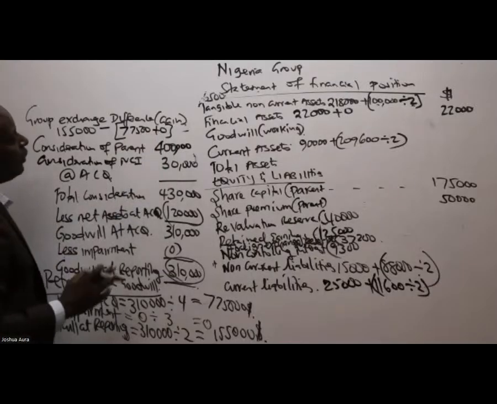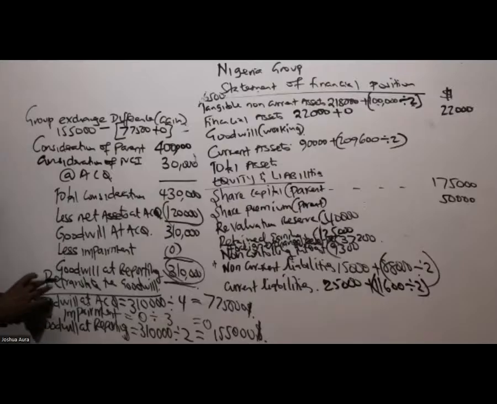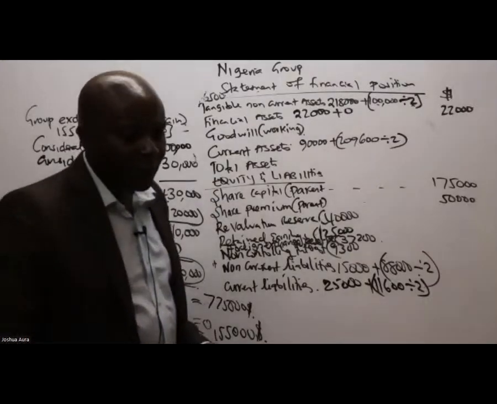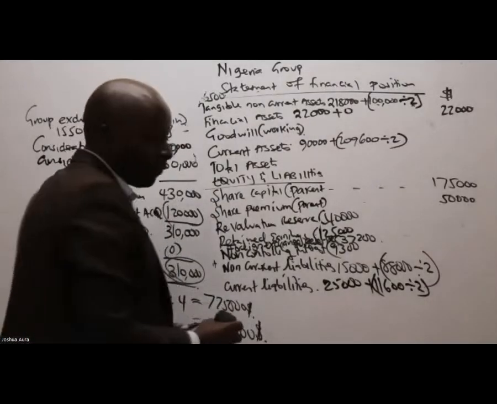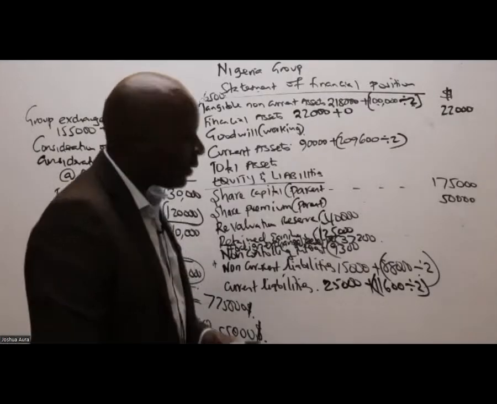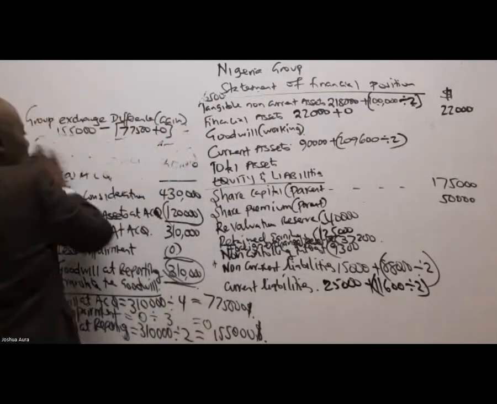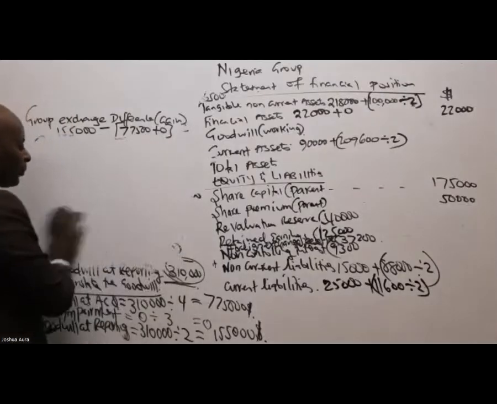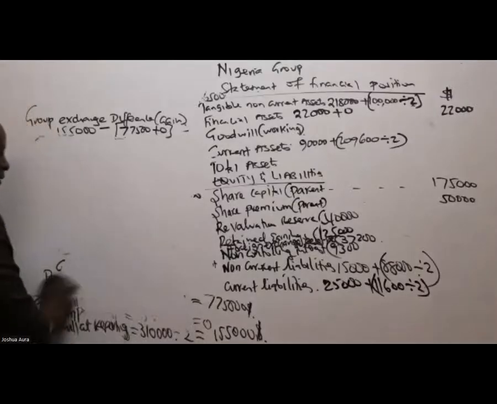So how much do we have there as our group exchange difference? What amount do we have there? We are given a figure of $72,500.